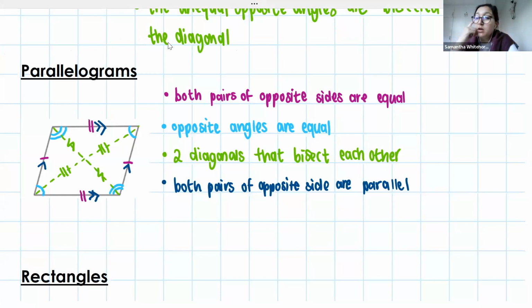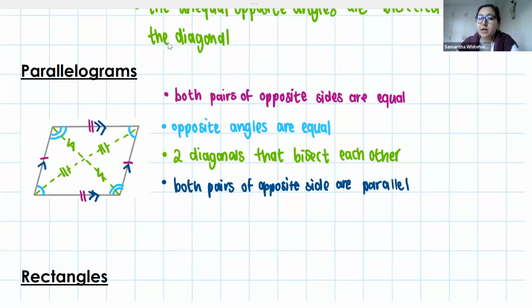I see your question. I don't really know what you mean, calculate a parallelogram. What calculation are you trying to do? These are just characteristics of a parallelogram. So these are the things that make a parallelogram a parallelogram. So if you're talking about, say, for example, the area of a parallelogram, there's a completely separate formula for that. And we do that when we get to measurement.